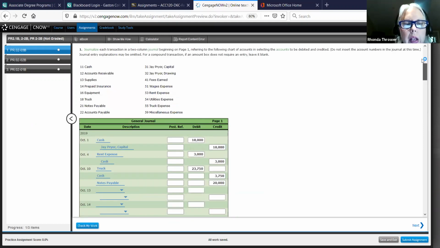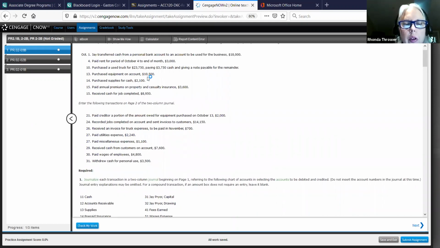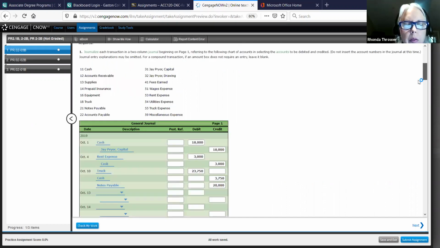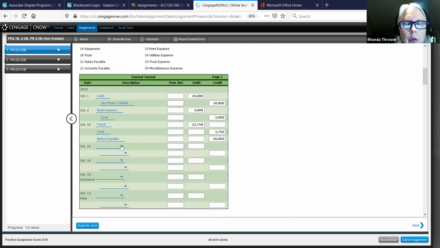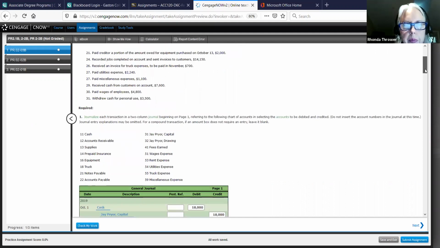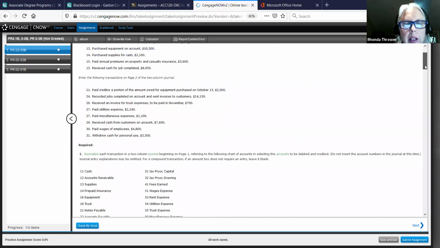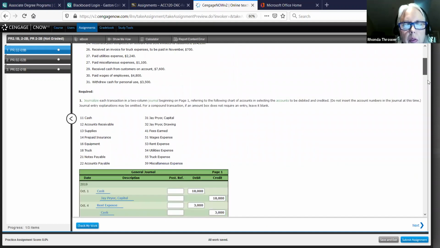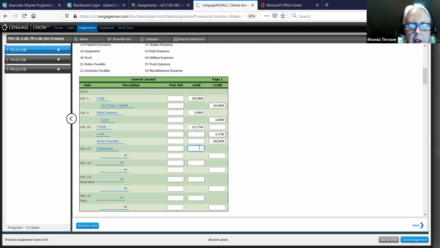On October the 13th, we purchased equipment on account for $10,500. Since we bought equipment, we're going to record equipment as our asset account. Assets are increasing. To increase equipment, we will put it on the debit side for the cost of that equipment. The cost of the equipment was $10,500. That $10,500 has to go in the debit column because our equipment has increased. To increase an asset, you debit.